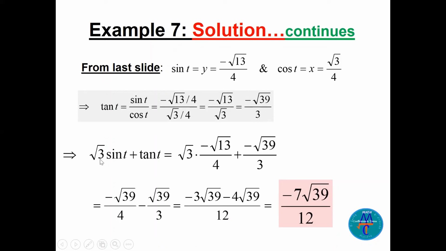What do we have to find? Square root of 3 times the sine. So there is a minus here, minus square root of 13 over 4, plus tan of t. Tan of t we found already. It's minus square root of 39 over 3. So when you multiply this, you get minus square root of 39 over 4 minus square root of 39 over 3. You have to find the LCD, 12. So the answer is minus 7 square root of 39 over 12.